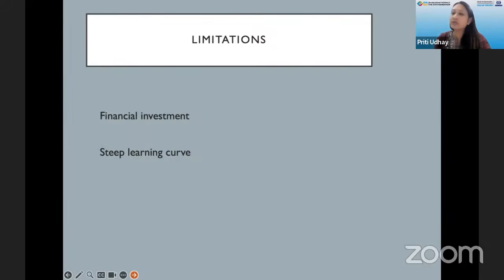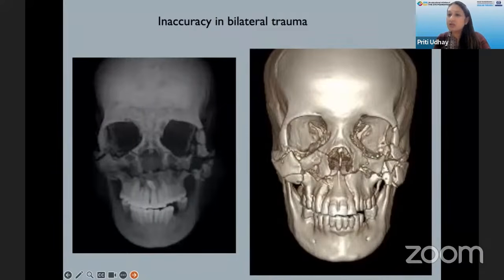And of course, it has a very steep learning curve. We've also learned over the years. Even the planning needs a lot of learning. But we can now give good cosmetic results even for these very, very complex cases.